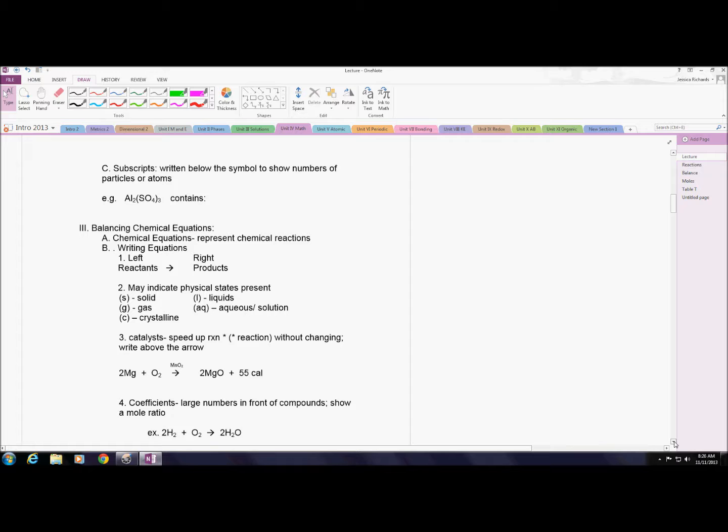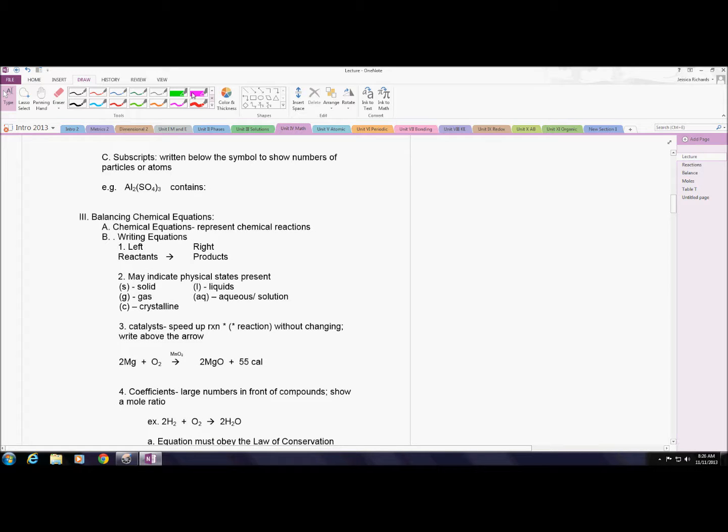When we write formulas and we have those subscripts below them, they apply to the element directly in front of them. So this 2 only goes to the aluminum. As soon as we put parentheses in, this number is going to apply to everything that's in the parentheses. So it's going to apply to the oxygen and to the sulfur. Because what this subscript 3 means is that I have 3 of these sets.